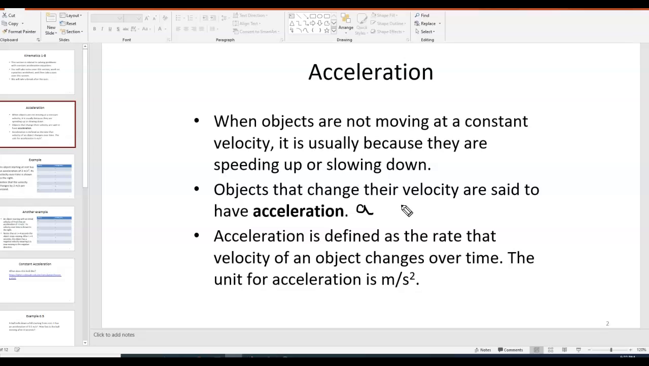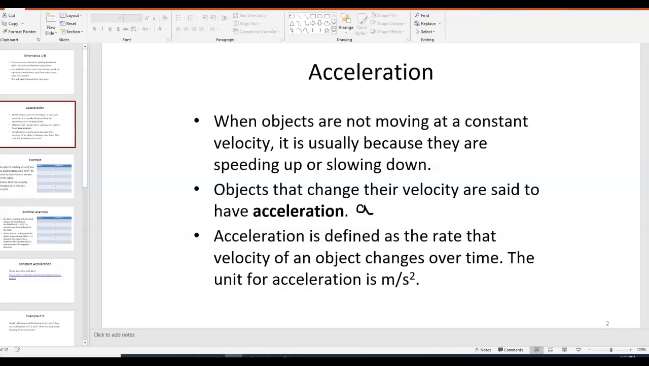And this is the definition of acceleration. Acceleration is defined as the rate that velocity of an object changes over time. Okay, so it's a rate of change. The unit for acceleration is meters per second squared, or you might think of it as meters per second per second. So what does that mean?